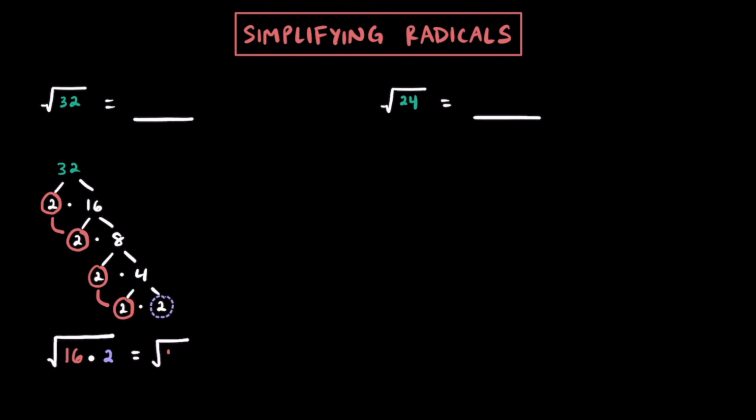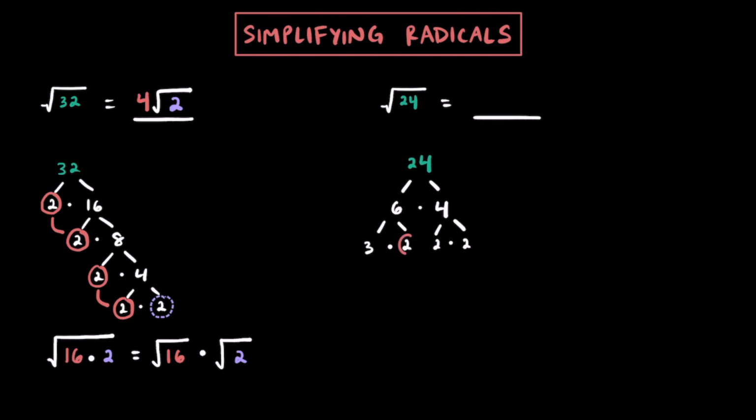We can rewrite the square root of 32 as the square root of 16 times the square root of 2, and the square root of 16 is just equal to 4, so our answer here is going to be 4 root 2. Let's simplify the square root of 24 now. Drawing a factor tree, we get the prime factorization of 3 times 2 times 2 times 2, and we see the two 2's that paired together here make 4, and the leftover 3 and 2 make 6.